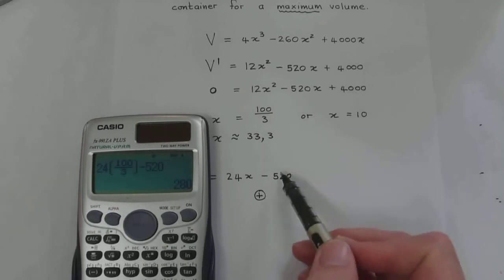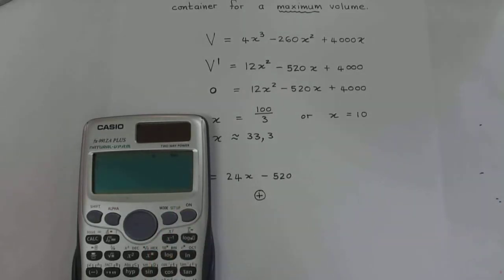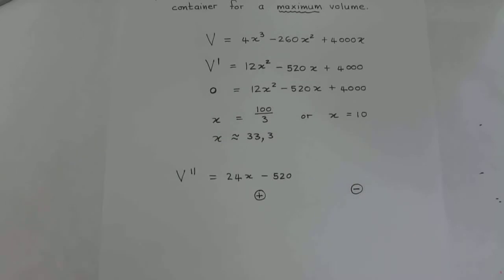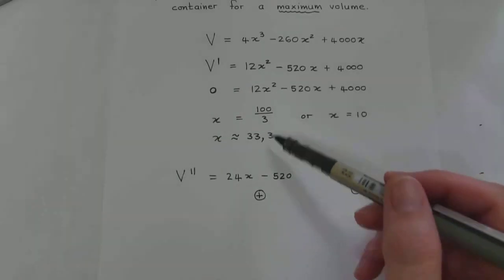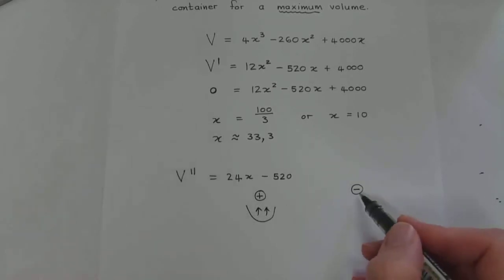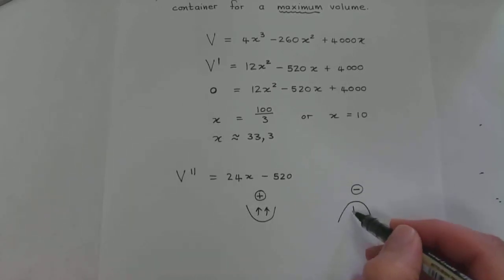Now this one, if I sub it in, let's see what it does. So I'm going to go 24 times 10 minus 520, which is then equal to a negative value. So I've just substituted those x values into the second derivative. Obviously, if the second derivative is positive, it's concave up. If the second derivative is negative, it means it's concave down.